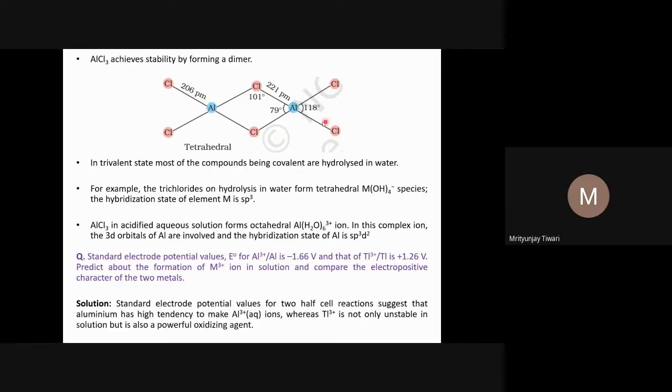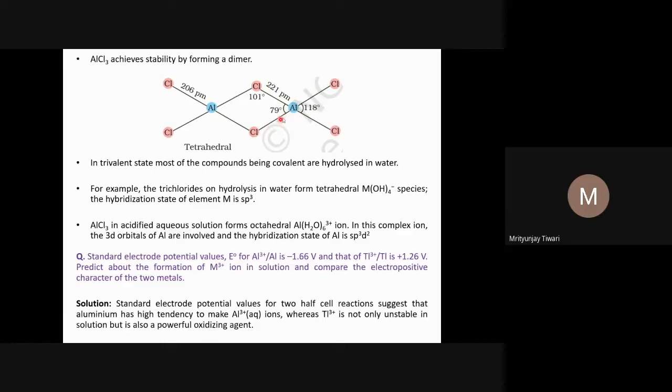In this compound, some very logical things are there. If I ask which Al-Cl bond will be larger in size, one can simply understand that the terminal Al-Cl bonds will be smaller and the middle ones will be larger, because this chlorine is sharing its electron density with this aluminum as well. So this chlorine is actually pulled between two aluminum atoms, shared between two aluminum atoms.